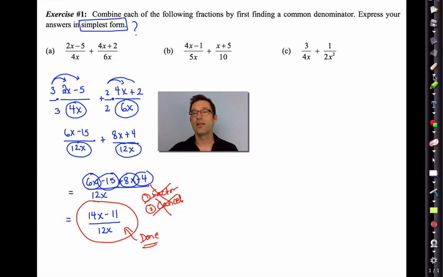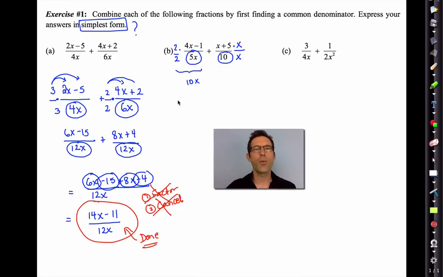Okay, let's take a look at another one. All right, letter B. 4x minus 1 divided by 5x plus x plus 5 divided by 10. Again, the most important thing, these two have to be the same. Now, to turn that 5 into a 10, I'm going to have to multiply by 2. All right, but that's going to get me a 10. In fact, it's going to get me a 10x. So I have to have a 10x down here. Well, that's pretty easy. I'm going to multiply that by x, and I'll multiply that by x.